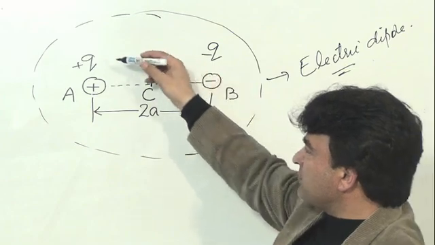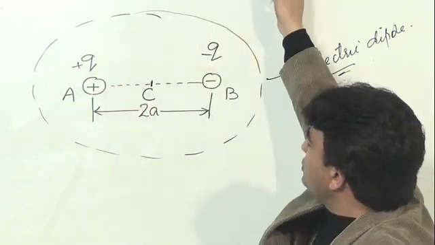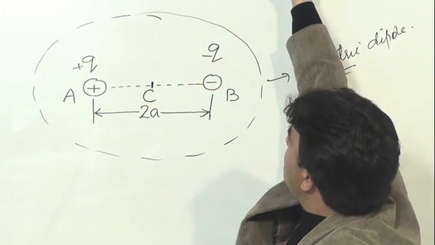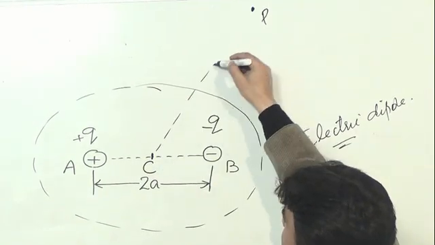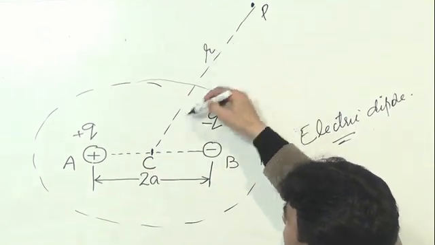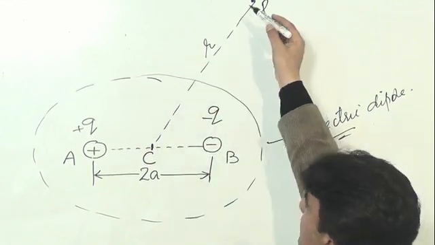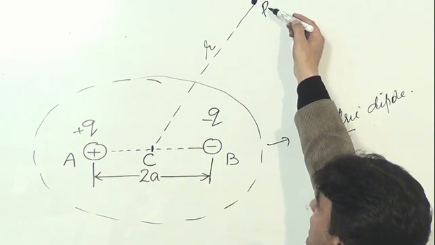That means, let us suppose that due to these two charges, we are interested to find the electric field at point P, where P is at a distance R from the center of the dipole. This C is called the center of the dipole.